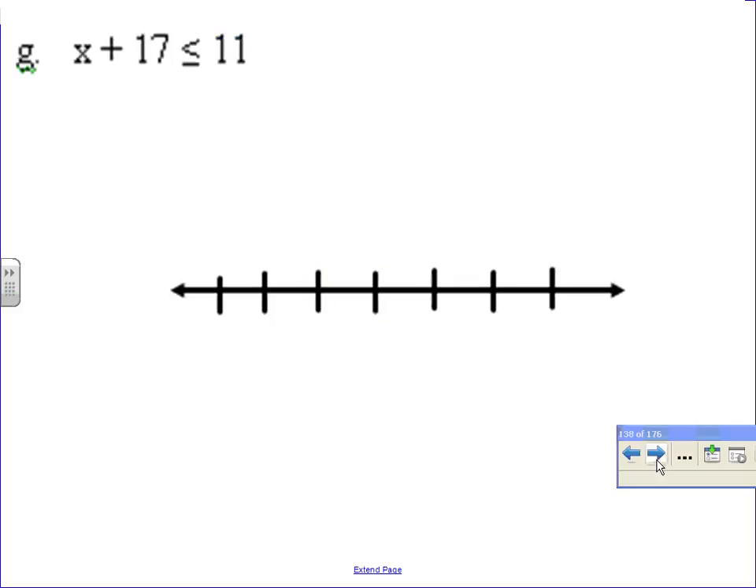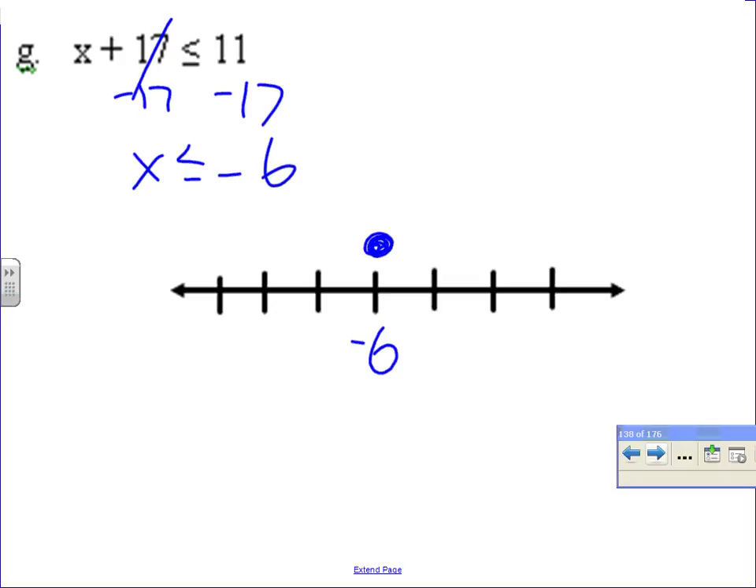Letter G. Doug, how do we get 17 to the other side? Okay, so minus 17 on both sides. So we get x is less than or equal to negative 6. Donatus, what should the number line look like? Filled in circle, okay. Good, going to the left because it's less than or equal to.